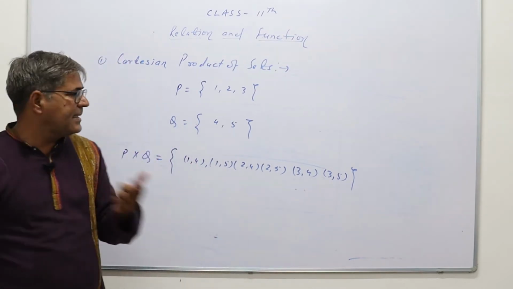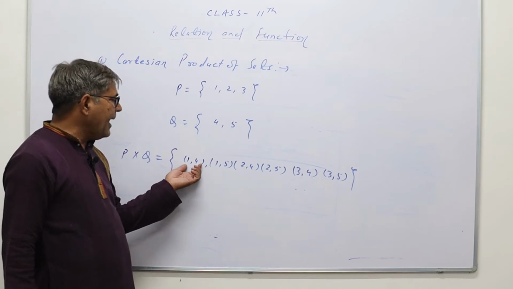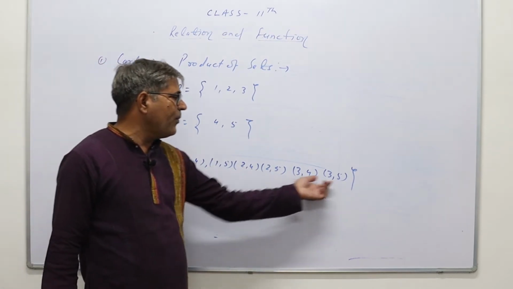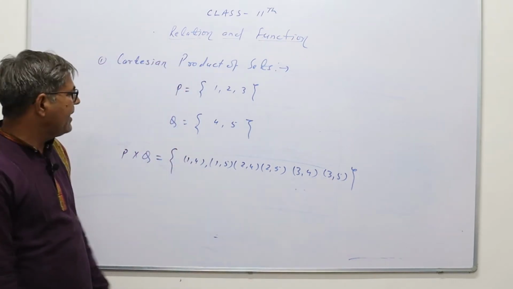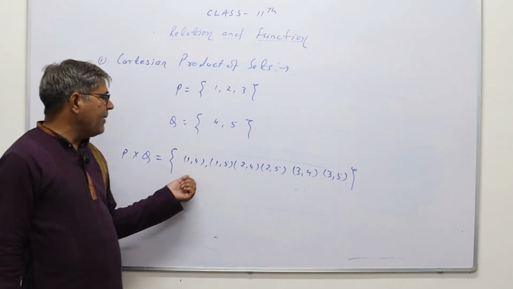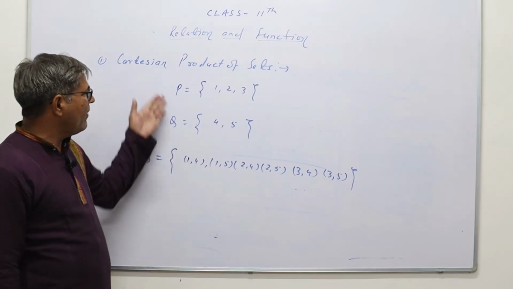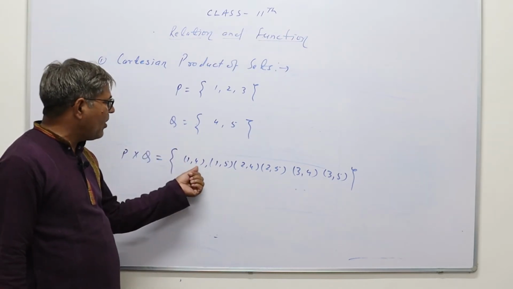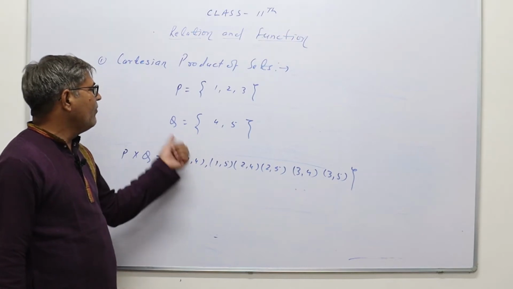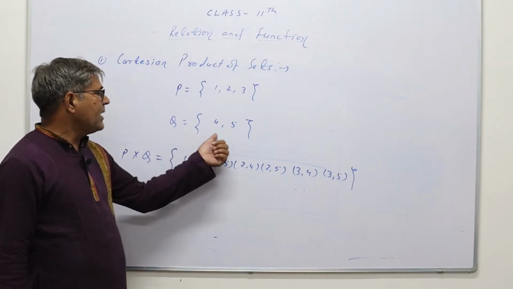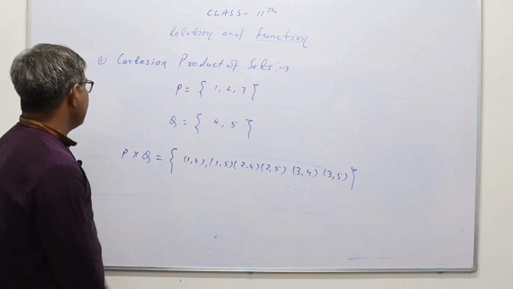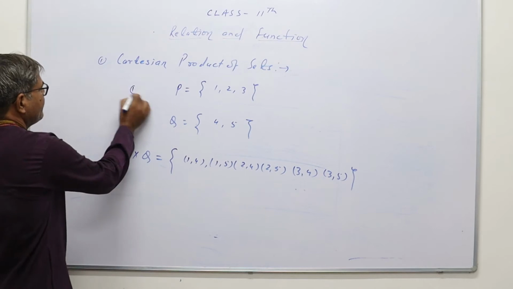Cartesian product is the set of ordered pairs, likewise 1, 4, 1, 5, 2, 4, 2, 5, 3, 4, 3, 5, such that in the given ordered pair, the first element will always belong to the set P and the second element of the given ordered pair will belong to the set Q. So this way we will find the Cartesian product. Let us take one more example.